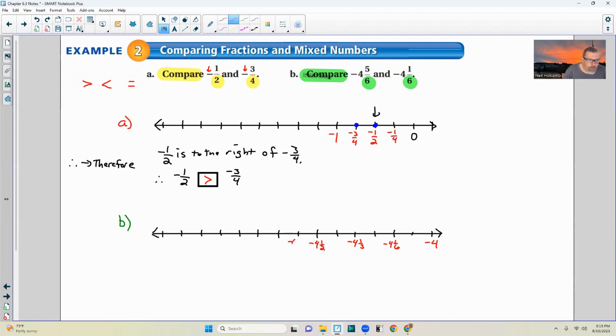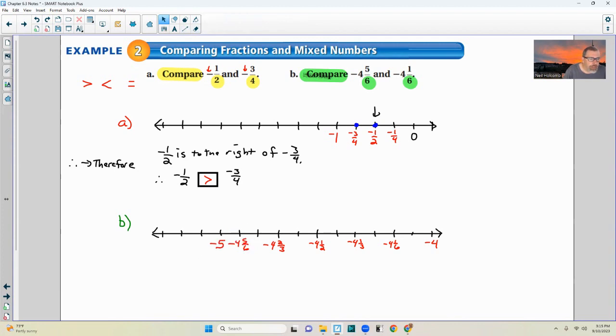Skip one. -4 and 3/6, which is a half. Oops, I'm supposed to skip one, just so it fits better. This was 3/6. This is -4 and 4/6, which is 2/3. Skip -4 and 5/6, and then -5. But I want that moved.